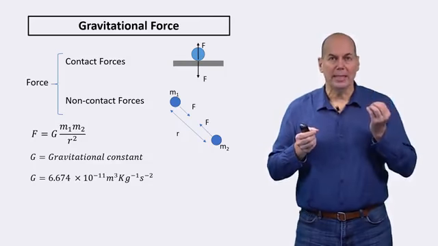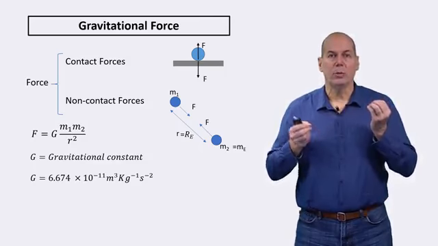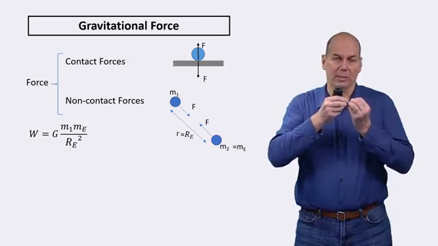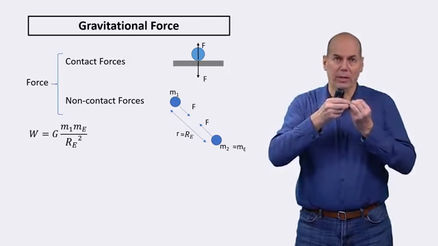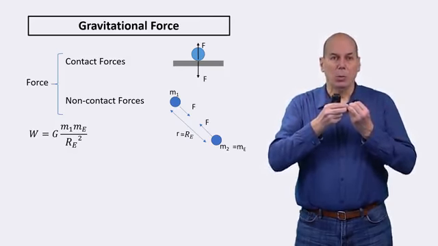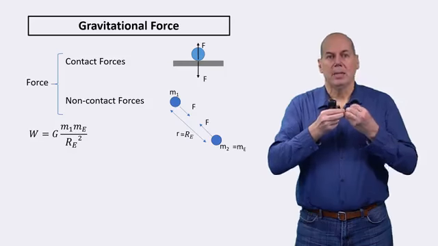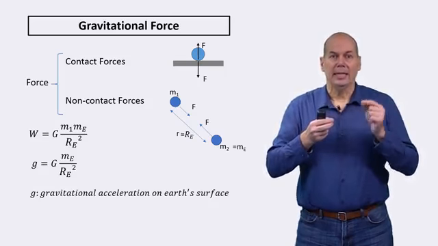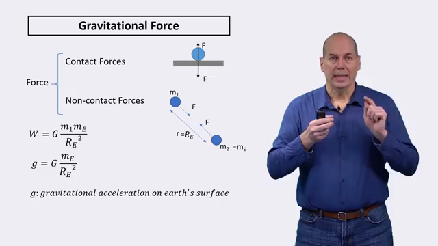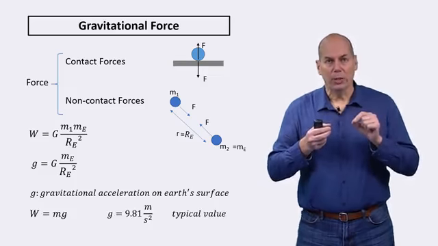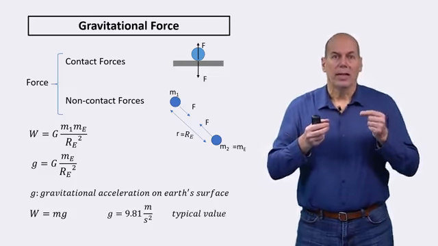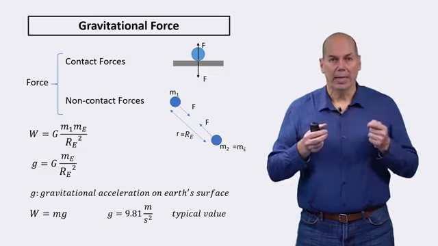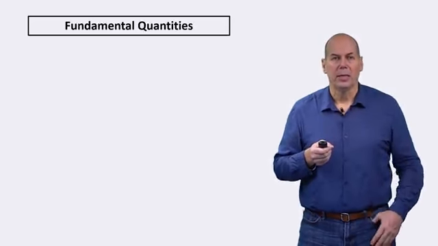Whenever one of these masses is the Earth, then we refer to this gravitational force exerted on the second body, which presumably is lying on the surface of the Earth, as the weight of the object. Rewriting the expression for the gravitational force, we can see that the weight of the body, the gravitational force W, is equal to the mass of the body times what we call the gravitational acceleration g, which takes a nominal value of 9.81 meters per second square.